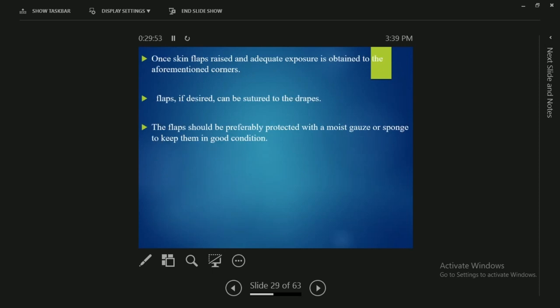Once the skin flap is raised and adequate exposure is obtained, then the above mentioned four corners should be looked for. And the flap, if desired, can be sutured to the drapes. The flaps should be preferably protected with a moist gauze or sponge to keep them in good condition.